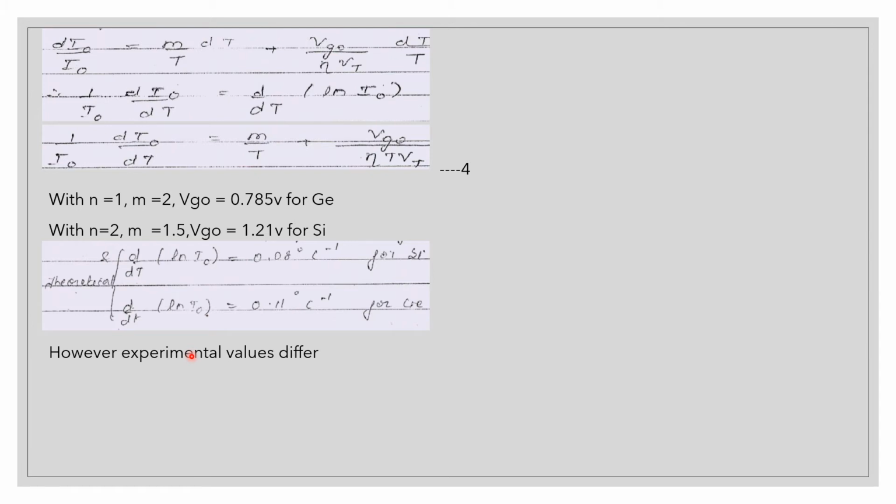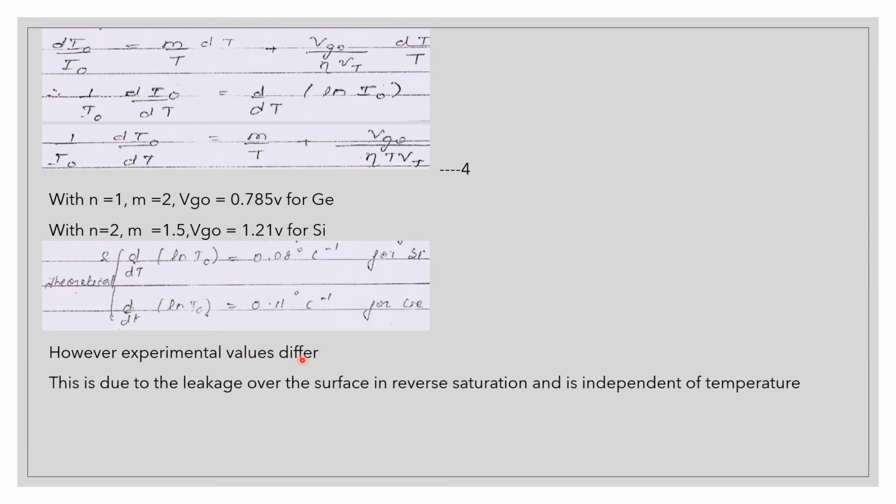However, the experimental values differ. This is because of the leakage over the surface in reverse saturation, which is independent of temperature. Experiments show the reverse saturation current approximately doubles for every 10 degrees Celsius rise in temperature.